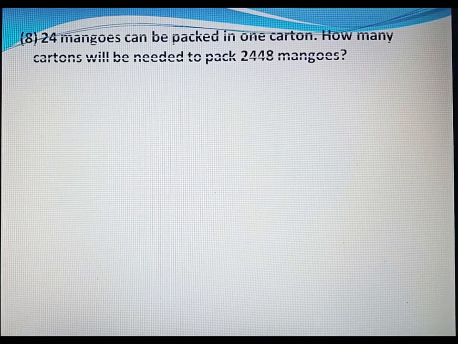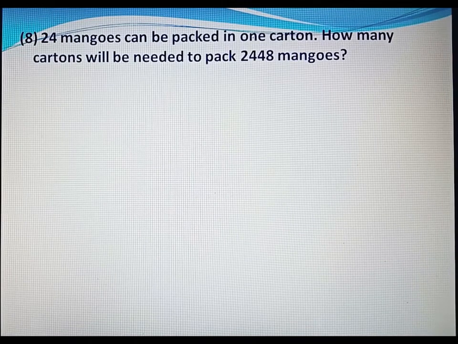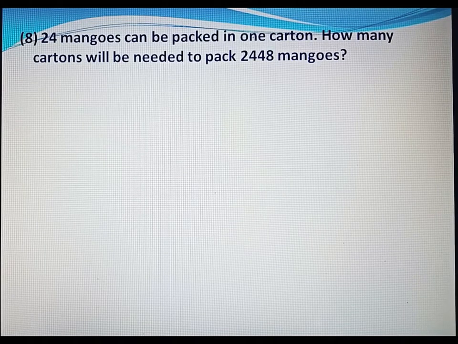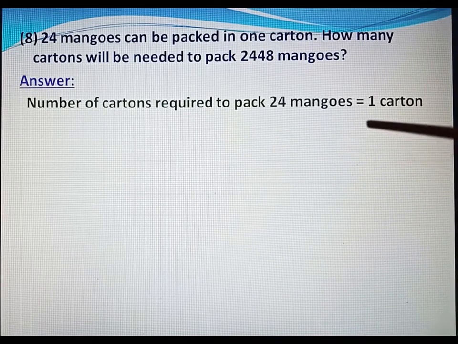Question number 8. 24 mangoes can be packed in one carton. How many cartons will be needed to pack 2,448 mangoes? वन कार्टन में हम 24 मैंगोज को पैक करते हैं. हाउ मैनी कार्टन्स विल बी नीडेड टू पैक 2,448 मैंगोज? हमें कितने कार्टन्स की ज़रूरत पड़ेगी जब हम 2,448 मैंगोज को पैक करेंगे? वी विल डू डिवीज़न. आंसर सी. फर्स्ट वी विल राइट स्टेटमेंट्स. नंबर ऑफ कार्टन्स रिक्वायर्ड टू पैक 24 मैंगोज इक्वल 1 कार्टन.